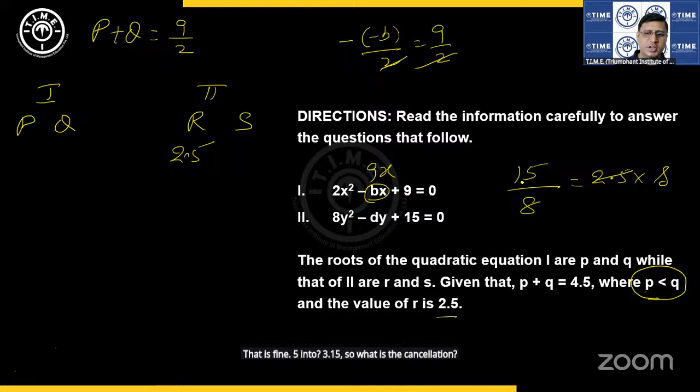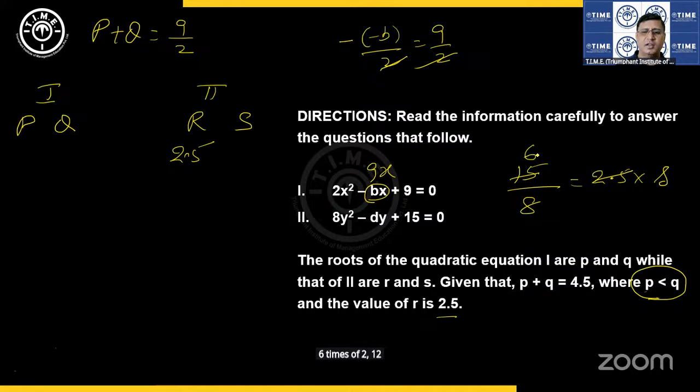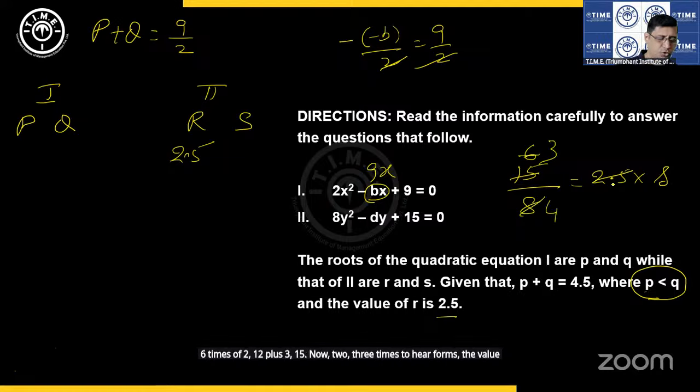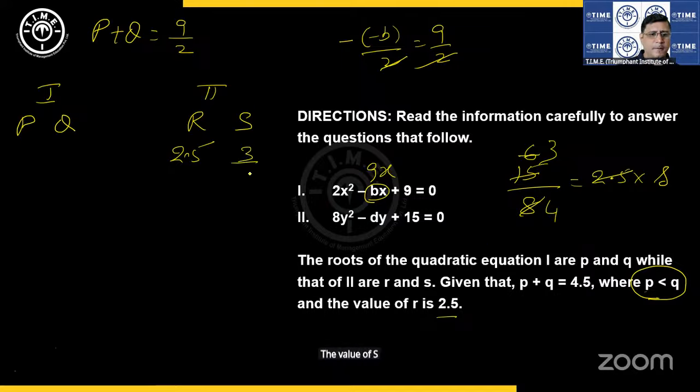So what is the cancellation? Here 2 into 3 is 6, so 6 times it goes. 6 times 2 is 12 plus 3, 15. Now 2, 3 times, and 2, 4 times. The value of S is equal to 3 by 4.